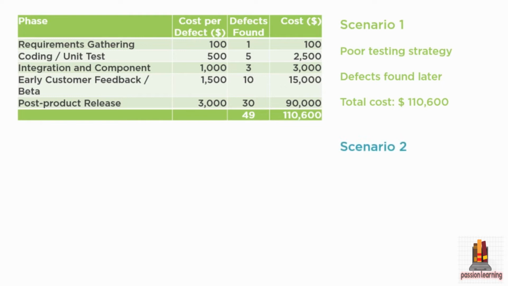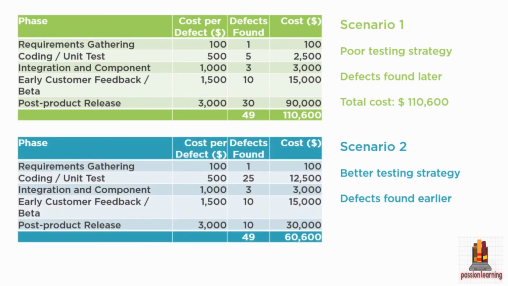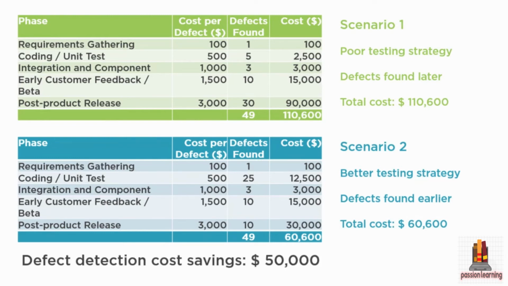If we compare this to another scenario, in this scenario we're simulating a better testing strategy, and this is characterized by defects being found earlier in the software development lifecycle. Here we can see in scenario 2, we've only got 10 defects found post-product release, and we've got a large increase in the number of defects found at the coding or unit test phase. We've still got a total of 49 defects found and fixed, but this time the total cost to fix these defects is only $60,600. So this means in scenario 2, we've got a defect detection cost saving of $50,000.